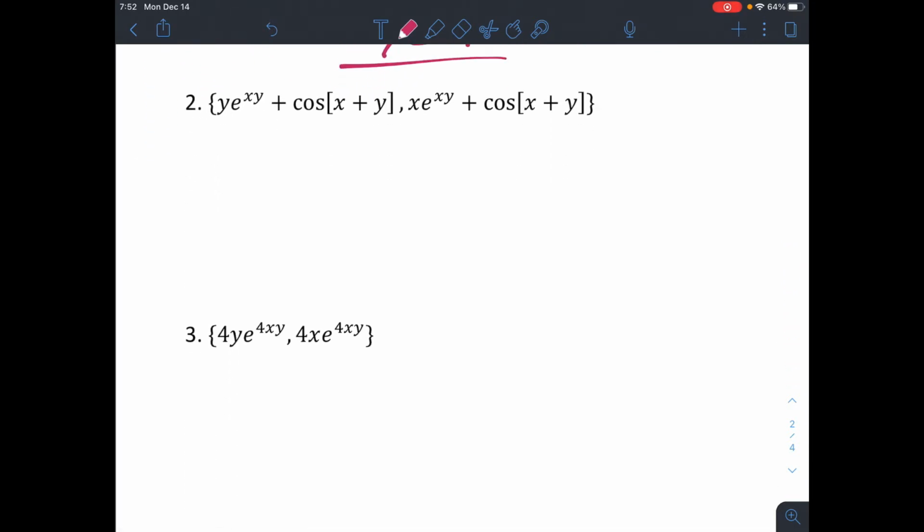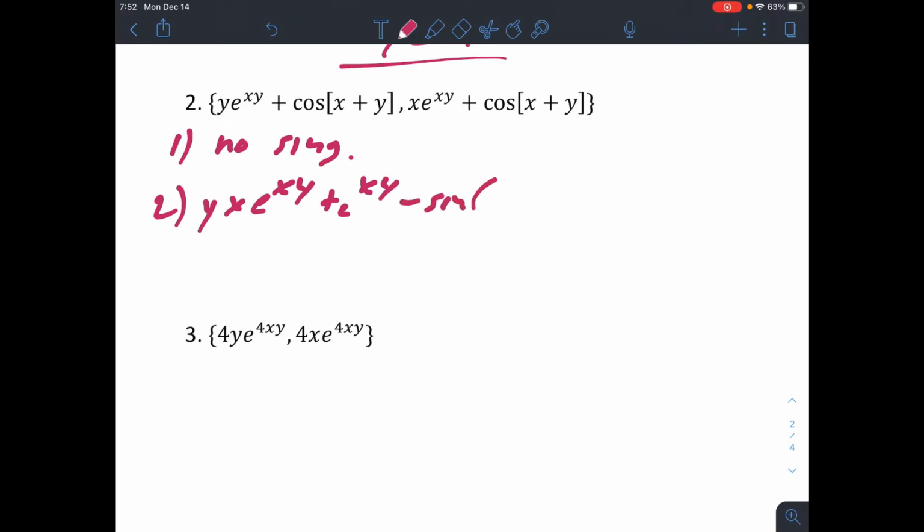All right, second one, same thing. Again, there's no singularities. And taking the derivative of m with respect to y, this is a little bit more complicated one. You have to use the product rule first. So there's the derivative of m with respect to y.